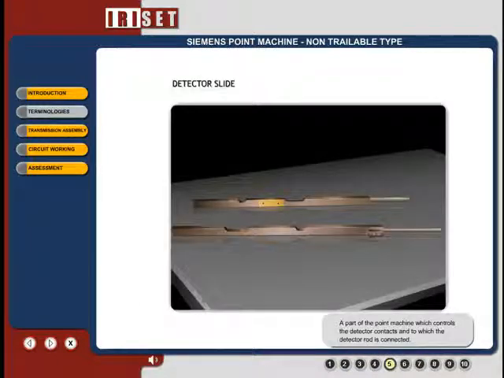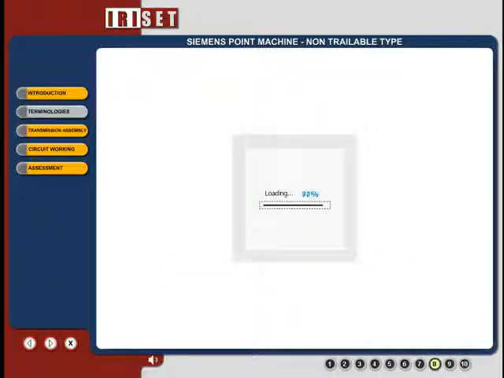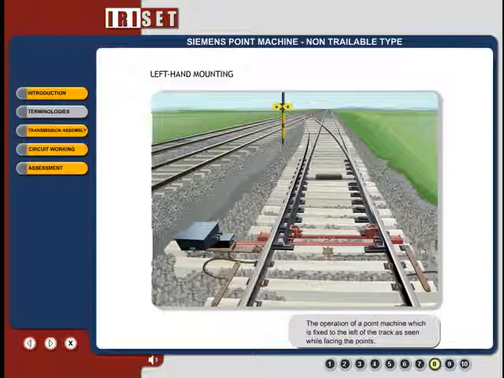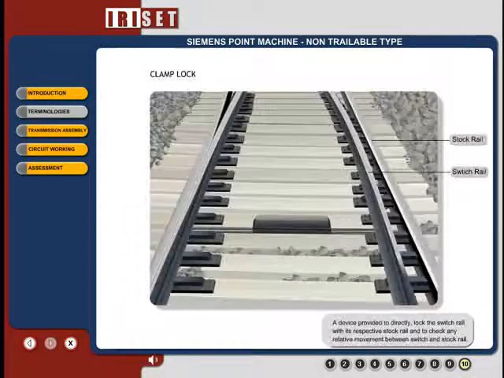Detector slide: a part of the point machine which controls the detector contacts and to which the detector rod is connected. Left hand mounting: the operation of a point machine which is fixed to the left of the track as seen while facing the points. Clamp lock: a device provided to directly lock the switch rail with its respective stock rail and to check any relative movement between switch and stock rail.